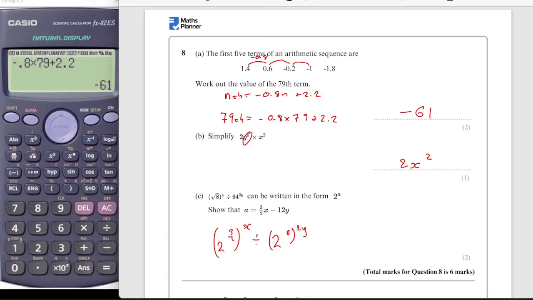Right, let's move that a little bit further. So I'm going to remove my brackets now, so I'm going to say that that's 2 to the power 3 over 2x, and I want to divide that by 2 to the power 12y. So if I combine these powers, then that's going to be equal to 2 to the power 3 over 2x minus 12y. So a must be equal to 3 over 2x minus 12y.